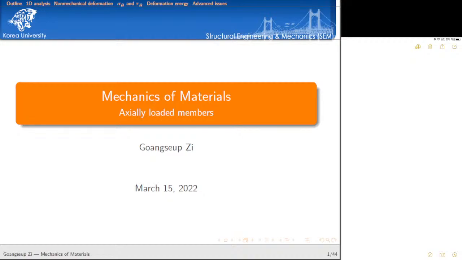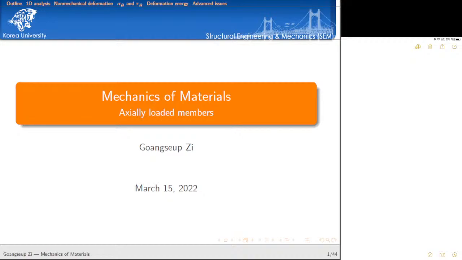Hello everybody. The last time, we discussed the basic information regarding the mechanics of materials. We discussed the three conditions that we have to use for any analysis in structural systems and also solid mechanics systems. So starting from today, we're going to talk about the real problems. The first topic is mechanics of materials, axially loaded members. Basically, these are one-dimensional problems.